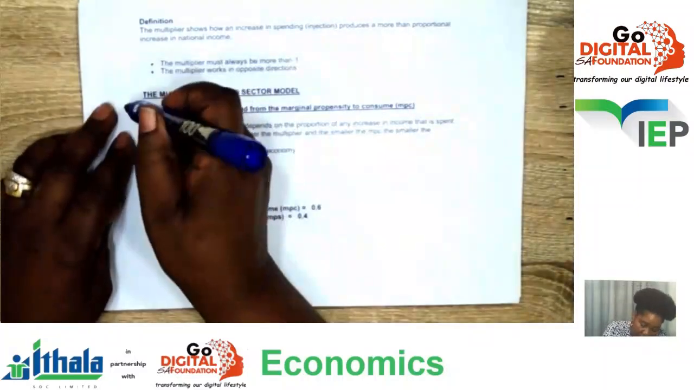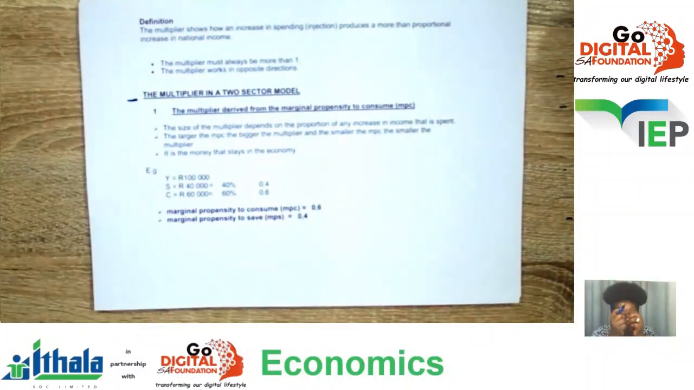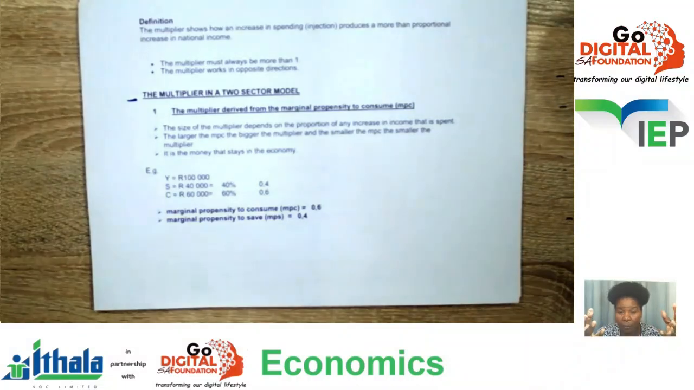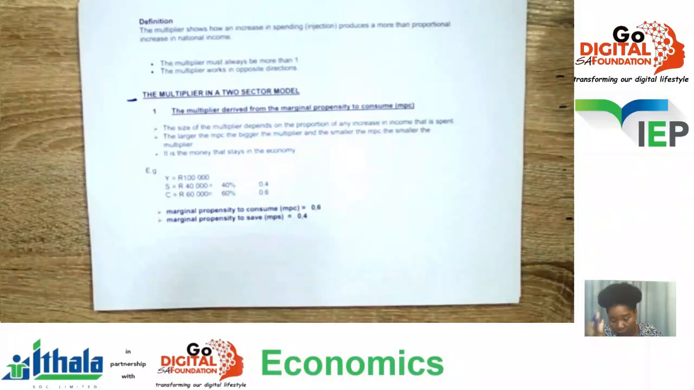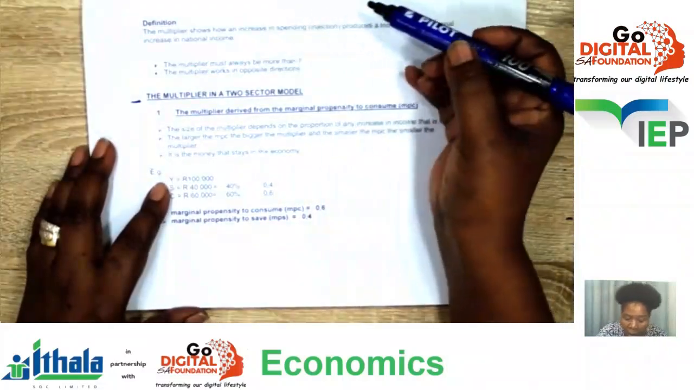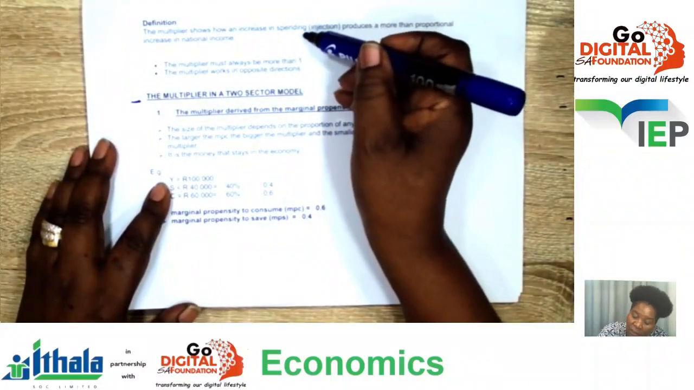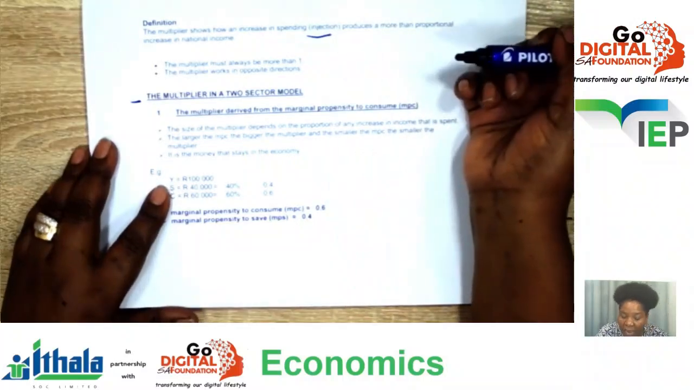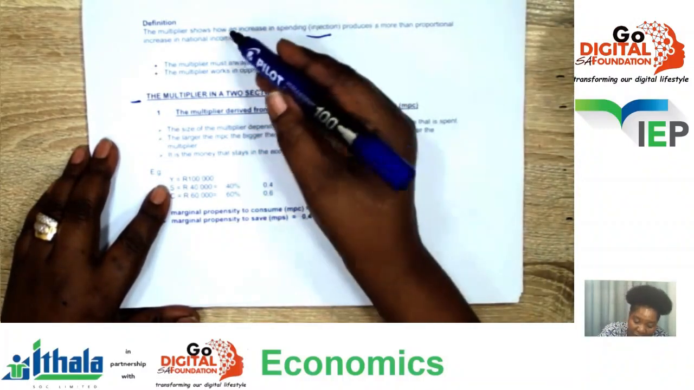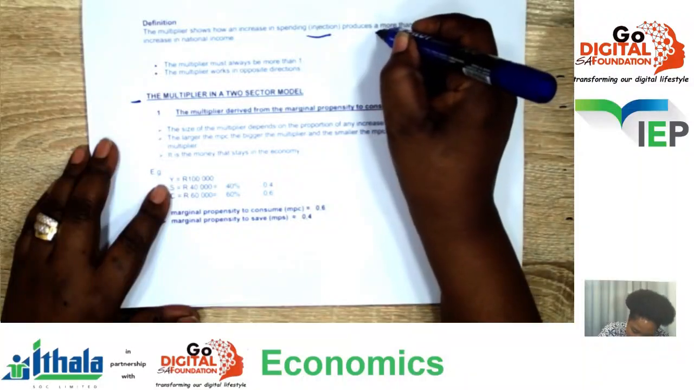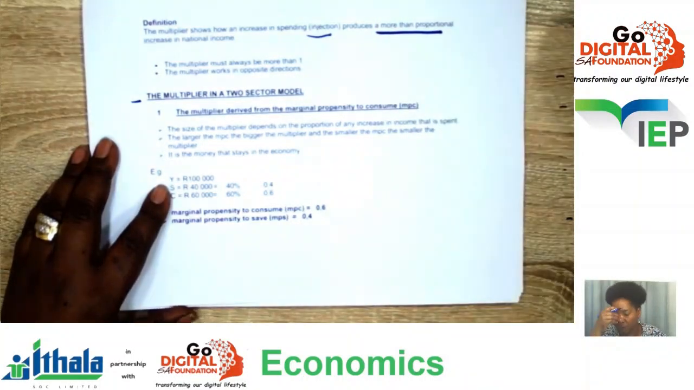In economics, you've learned about the multiplier. It's just a mathematical term that says whatever money we have, we want to multiply it. How can we make it bigger than what it is? Let's start with the definition. The multiplier shows how an increase in spending, which is the injection, produces a more than proportional increase in national income. That "more" is very important.